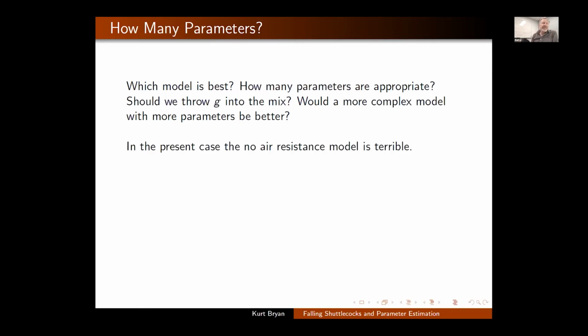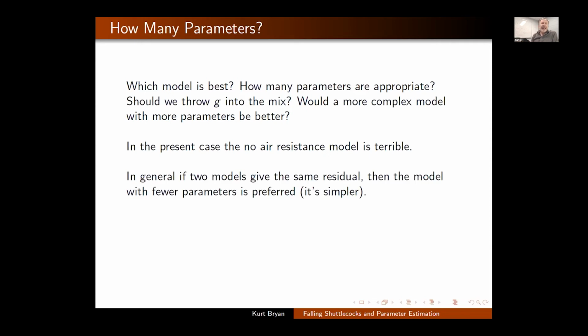Well, as I said, no air resistance is terrible. And there's a general principle in mathematical modeling: if two models give the same result, the model that has fewer parameters is generally preferable. It's a simpler model. And in this case, the linear model and the pure quadratic model both had one unspecified parameter, but the quadratic model gives a much, much better result. That alone would be grounds for throwing the linear model out and going with quadratic. It achieves a much better fit to the data with no greater complexity.